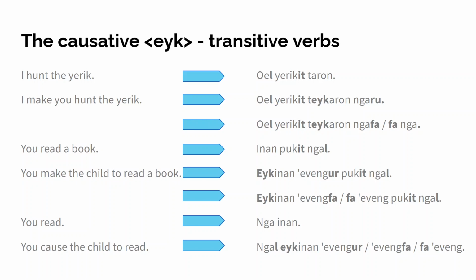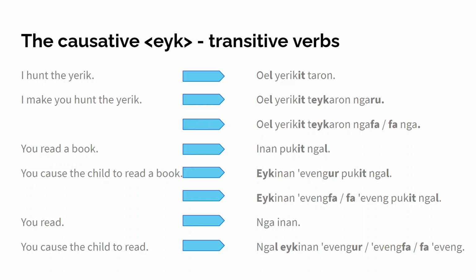That of course leaves open the question what to do with the person who is caused to do something. And there are two different solutions for this. You can either give them the ru ending, like in the first sentence there. Well, jerigit te karon ngaru. But you can also use the adposition fa, which means with or by the means of. Well, jerigit te karon ngafa or fa nga. In case you're wondering what the difference is between using the ru ending or fa, it's a very slight difference.